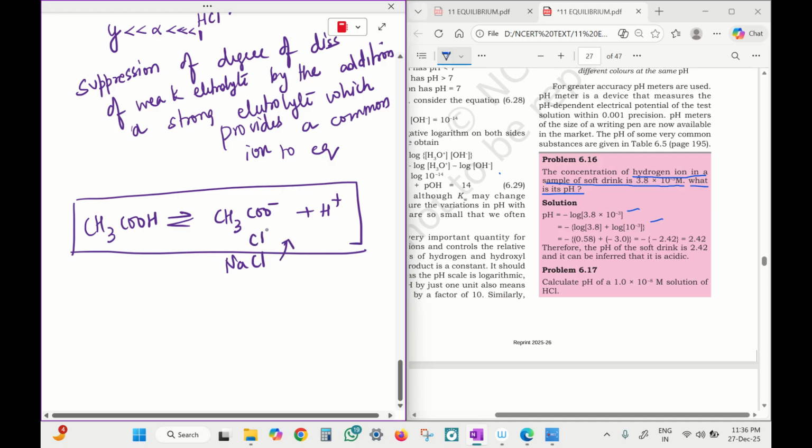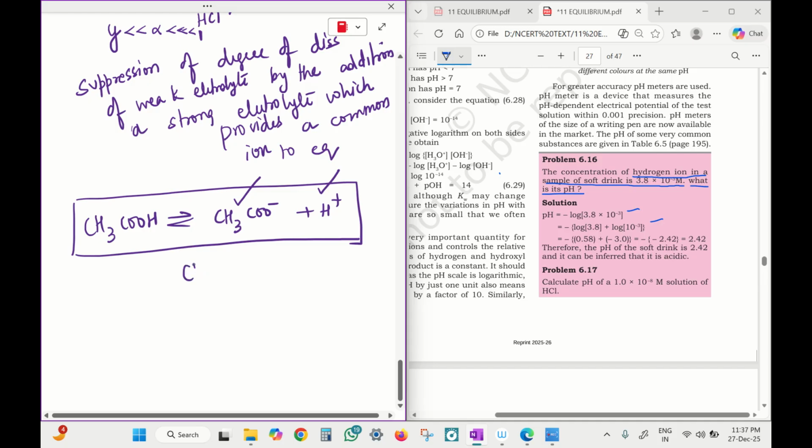The NaCl produced will produce Cl minus ion and Na plus ion. Now, because of addition of NaCl, neither the acetate ion concentration is increasing nor the H plus ion concentration is increasing. So, the equilibrium remains unaffected. When will the equilibrium be affected? If you have added some electrolyte which provides a common entity.